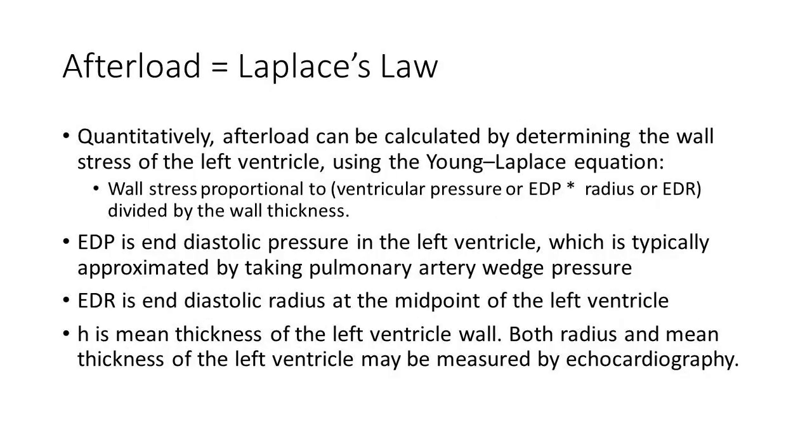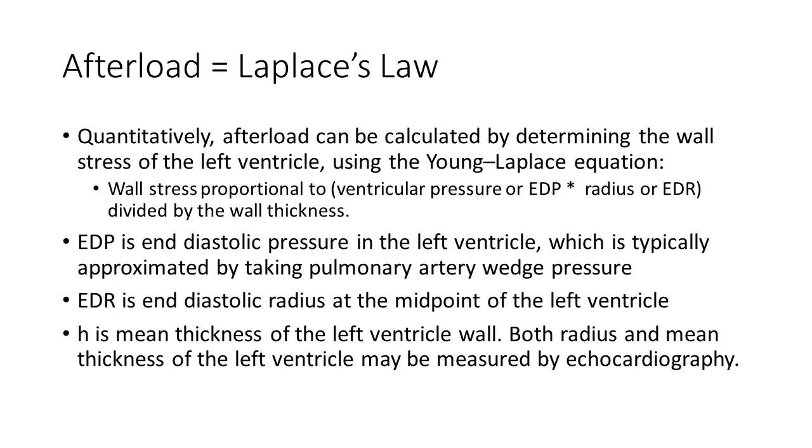Here's Laplace's law, and it's calculated using this equation, the Young-Laplace equation. The wall stress is proportional to ventricular pressure, or EDP, multiplied by the radius, or the end diastolic radius. It's really the volume. So you're thinking pressure and volume, or how big the ventricle is, divided by the wall thickness. EDP is the end diastolic pressure in the left ventricle, which is typically approximated by taking pulmonary artery wedge pressure. End diastolic radius is at the midpoint of the left ventricle. H is the mean thickness of the left ventricle wall.